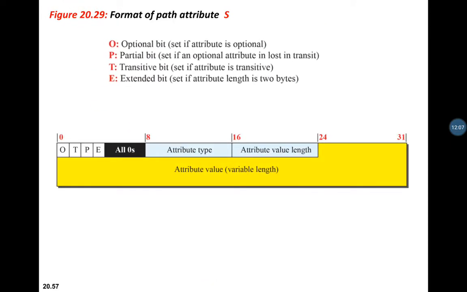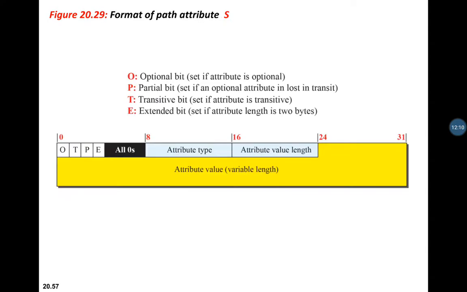These are the tables. Next we'll see about the format of path attributes. So in both intra-domain routing protocols, that is the routing information protocol or open shortest path first, the destination is associated with two pieces of information, that is the next hop and the cost. Next hop is the address of the next router to deliver the packet, and cost gives the cost to the final destination. That is what we have seen.